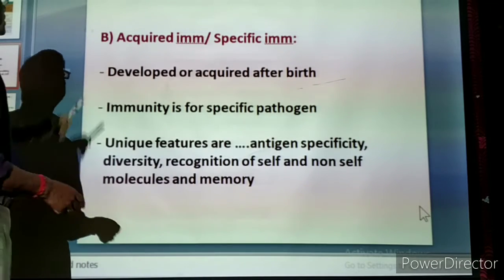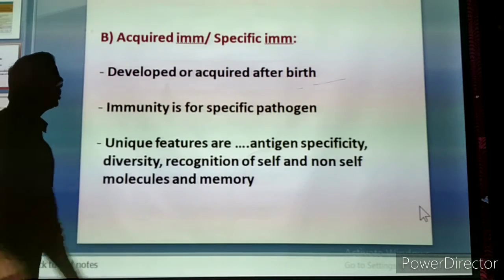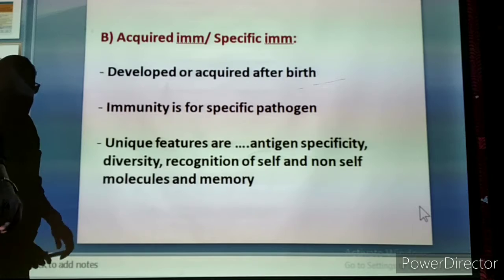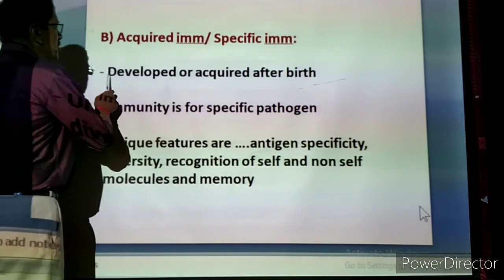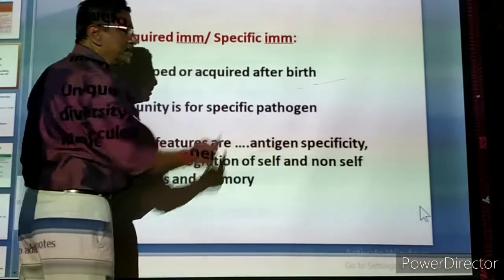Now we are coming to the next immunity, acquired immunity. Acquired immunity is also called specific immunity. Now I'll explain the meaning of acquired immunity. This immunity is developed, or acquired, after birth.